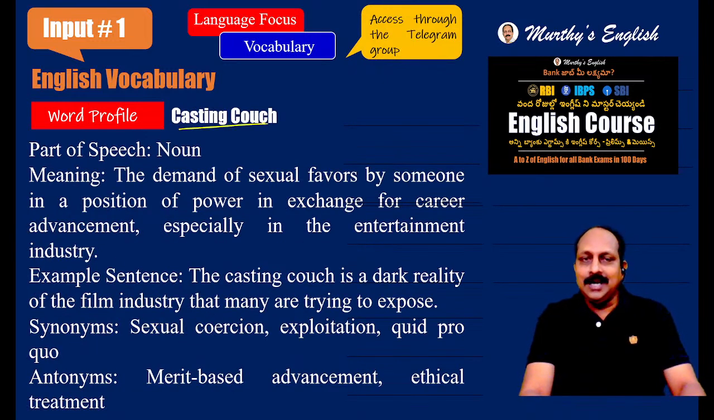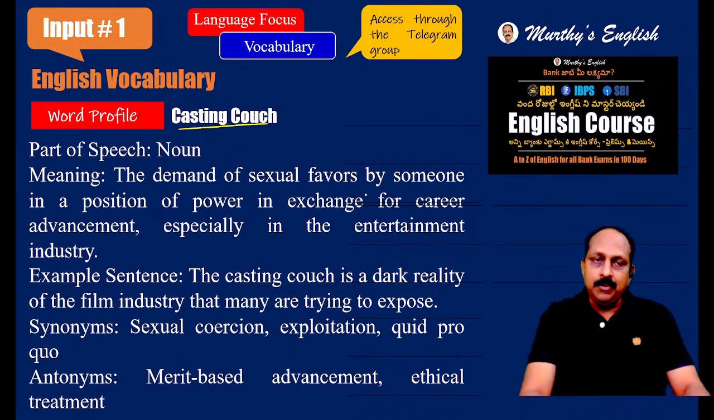Casting couch. Today's editorial is all about this. What is this casting couch? It goes with the film industry. I'm sure you all know. Part of speech, noun. Do remember it's a compound noun. A noun is usually one word, but in English we have some nouns which have about two or three words, and nouns with two or three words are known as compound nouns. And this is a compound noun.